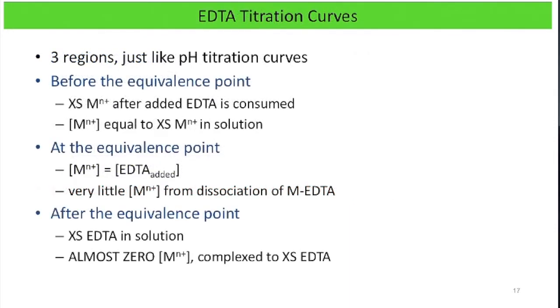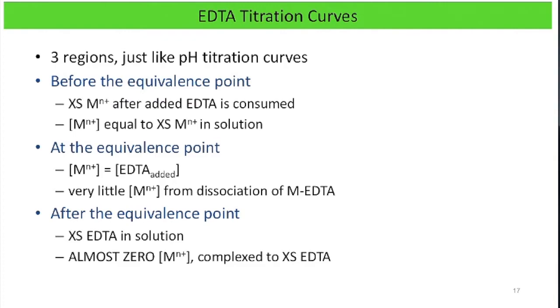EDTA titration curves look just the same as any old pH titration curve. There are three regions: before the equivalence point, at the equivalence point, and after the equivalence point. Before the equivalence point, we have excess analyte, or excess metal N+, whatever it might be, 2+, 3+, and that is after some EDTA has been consumed. Okay, so we add a little bit of EDTA, but we haven't added enough yet to get to the equivalence point, so there's still lots of that metal left in solution.